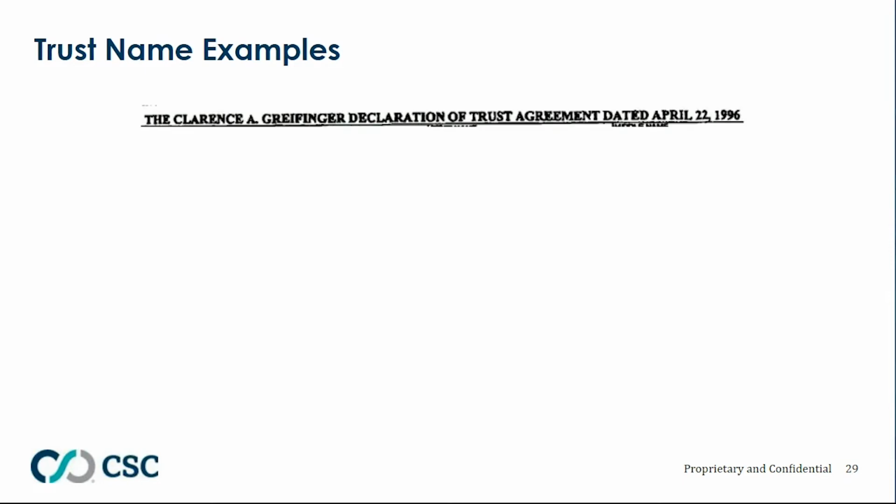Here we have the Clarence Greifinger Declaration of Trust Agreement dated April 22nd, 96. Problem is, this is saying that the trust agreement is the debtor. No, a declaration of trust agreement cannot be the debtor. It's got to be the name of the trust or the name of the settlor or testator. Here, they provided the name of the trustee. Again, that's not sufficient as the name of the debtor, and in addition to that, they put an individual name in the organization name field.